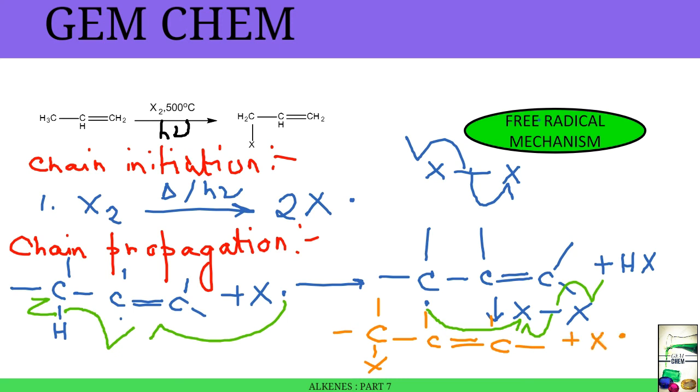So this is how the mechanism occurs, and the chain terminates if this X dot reacts with H dot or any of the other free radicals present in the mechanism, and then the reaction stops. So this allyl free radical is highly stabilized through resonance, and consequently its formation is associated with low energy of activation. So we have to remember this.